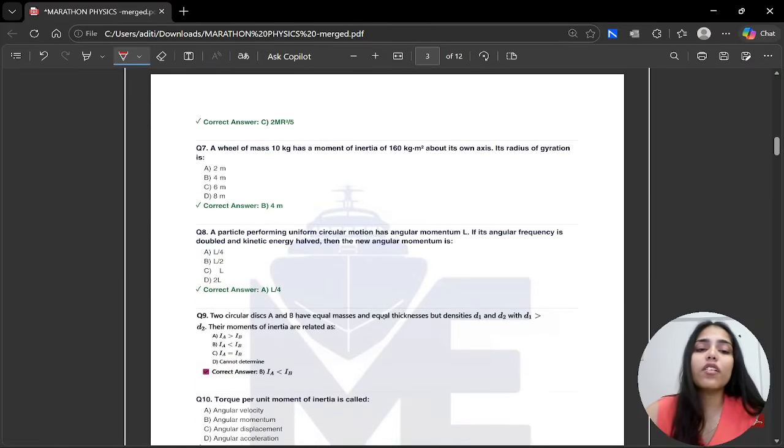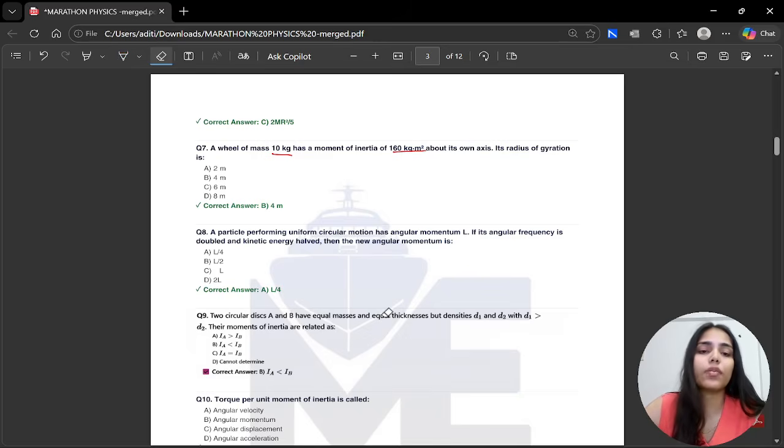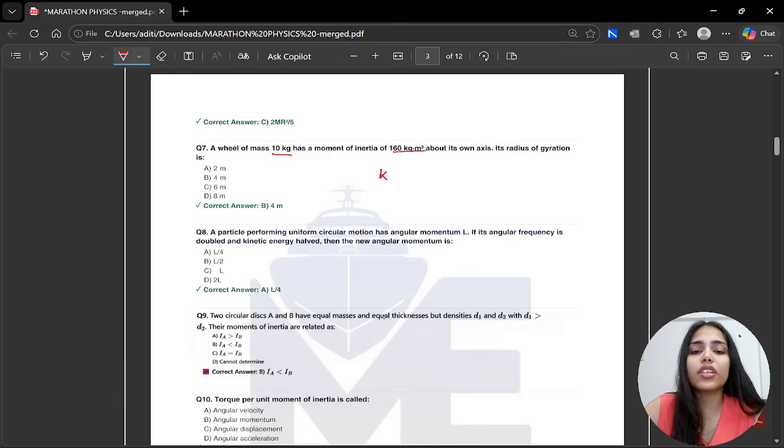Now, a wheel of mass 10 kg has a moment of inertia of 160 kg meter square about its own axis. What is the radius of gyration? So what is the formula for radius of gyration? So the formula for radius of gyration k is equals to under root I upon m, correct? So value of I is given to us 160, mass is also given to us 10. So we cancel it out, you will get your answer as 4 meters, correct?